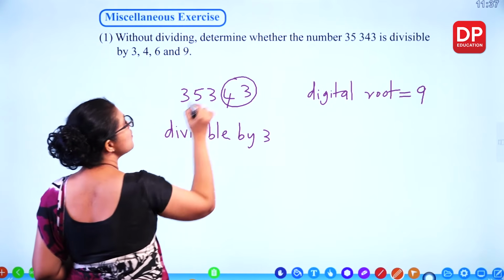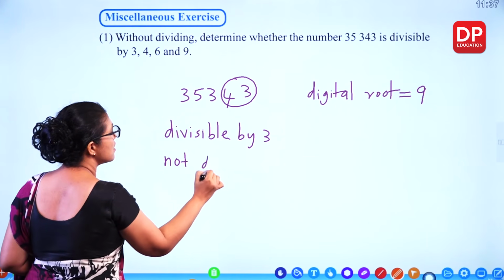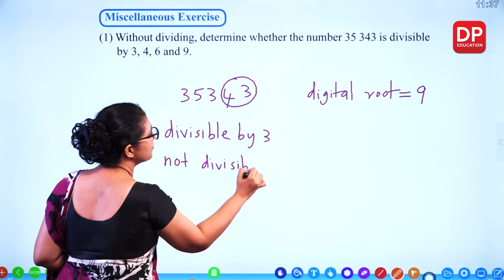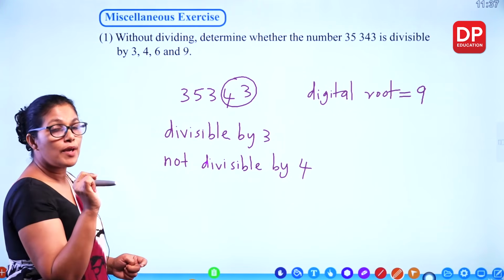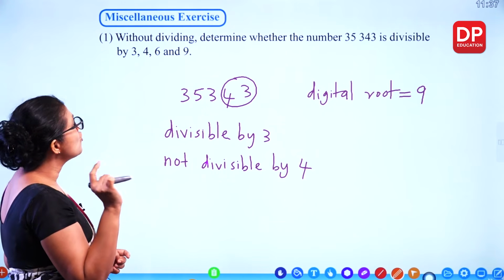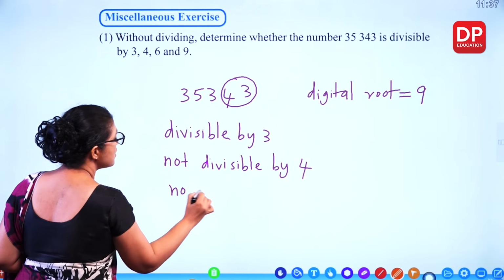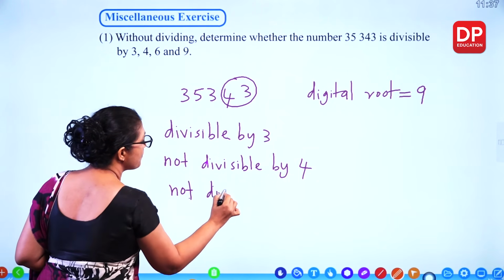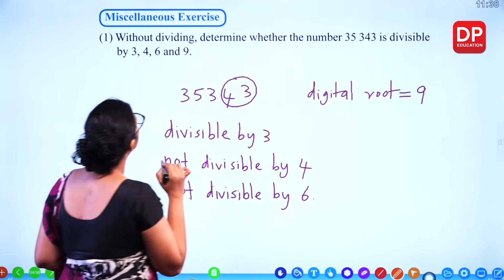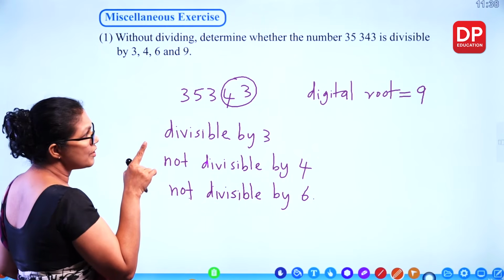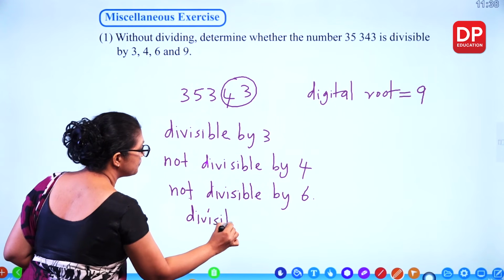Last 2 digits not divisible by 4. So that means not divisible by 4. What about 6? How do we identify whether it's divisible by 6? It should be an even number. So this is not an even number. So not divisible by 6. And 9, digital root is 9. So that's divisible by 9 as well.